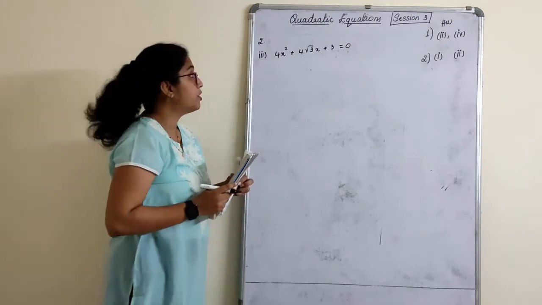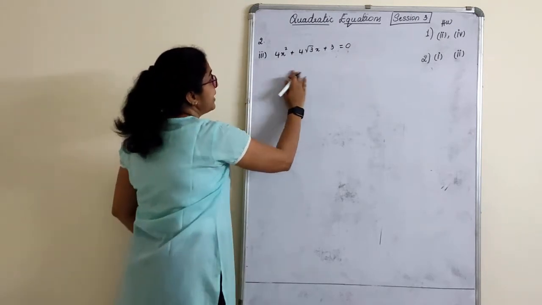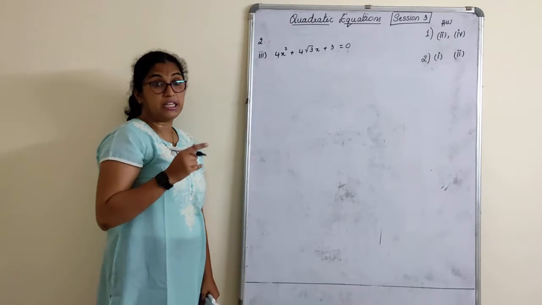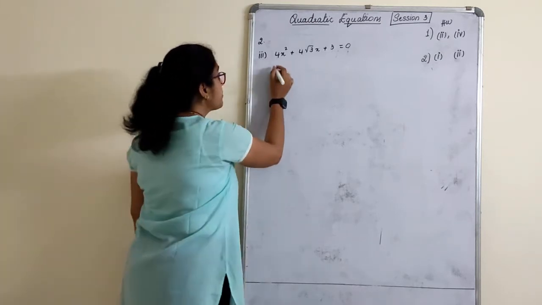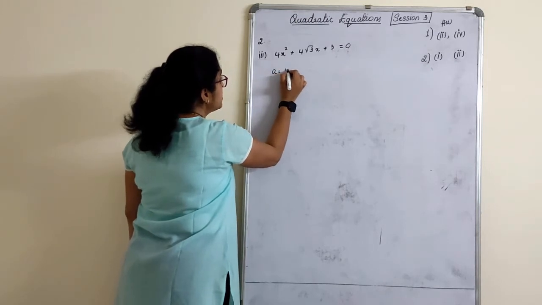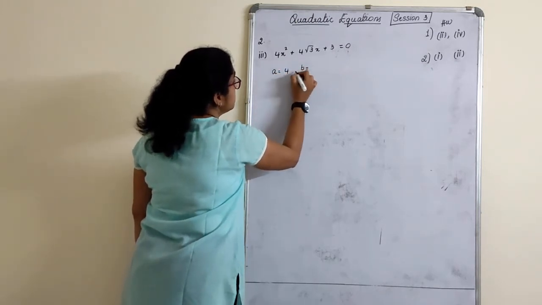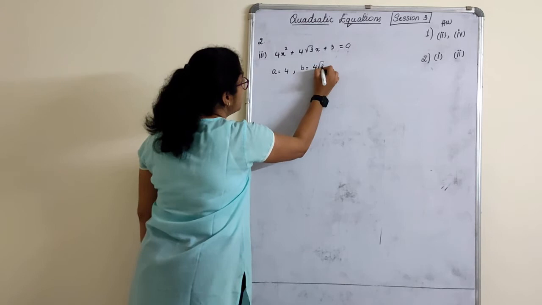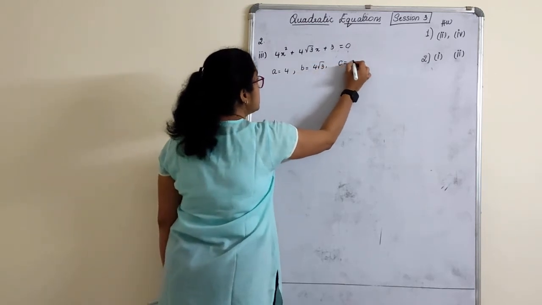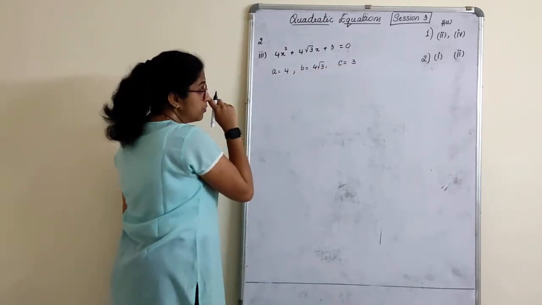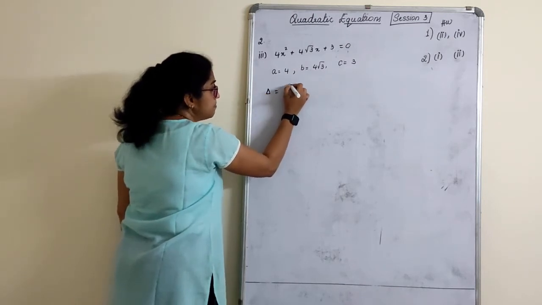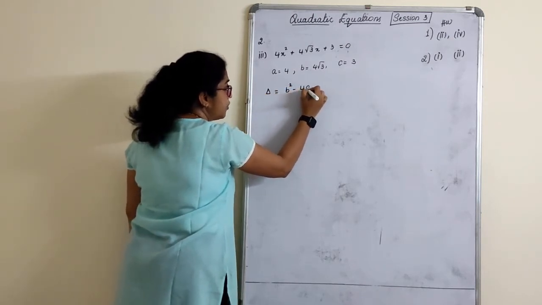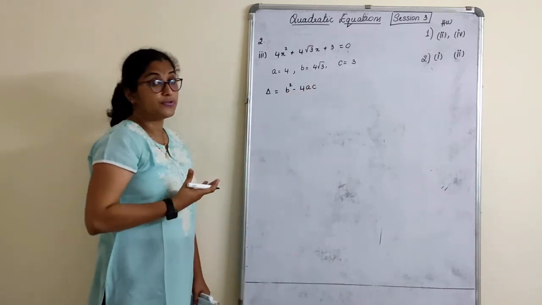We should remember the formula here. So let's write. For that we require a, b, c, because in the square root of b square minus 4ac, we have the a, b, c terms. What is a? A is 4. What is b? B is 4 root 3. What is c? C is 3. So discriminant delta is equal to b square minus 4ac. Let us first find this.